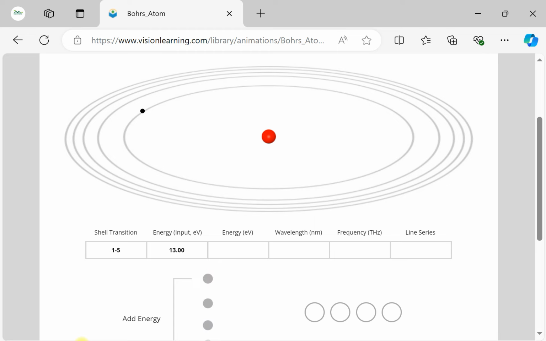But when I give it energy and the electron moves to a higher energy level, the atom is said to be unstable. So it will not take a long period of time there before moving back to its ground state, because in its ground state, the electron has the lowest amount of energy and the atom is going to be stable.